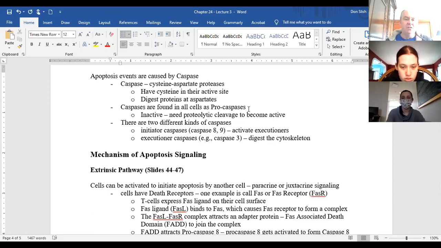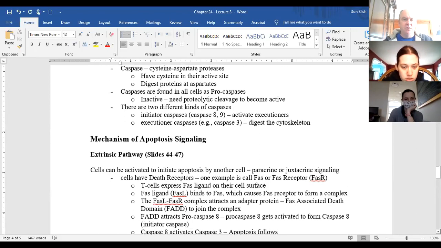So the activation of these caspases all involves a little bit of protease activity. Once one is activated, it activates another one, and that activates another one. So it becomes a chain reaction of activating them. You get this slow start and then it builds until the whole cell is filled with caspases and the whole thing just breaks down. So we've got a couple different pathways.